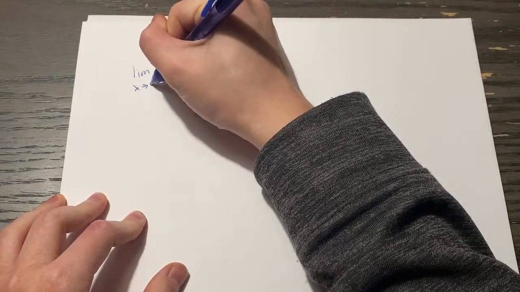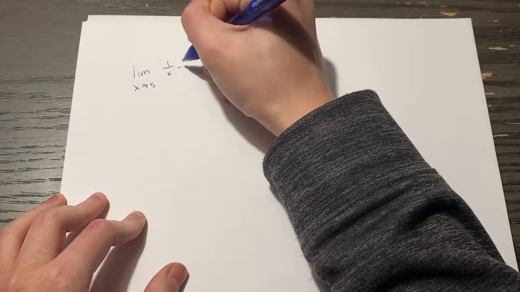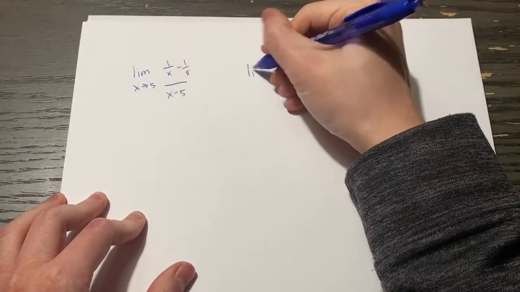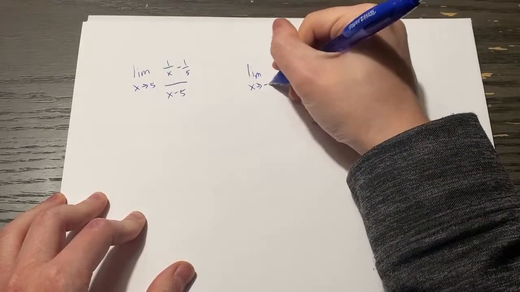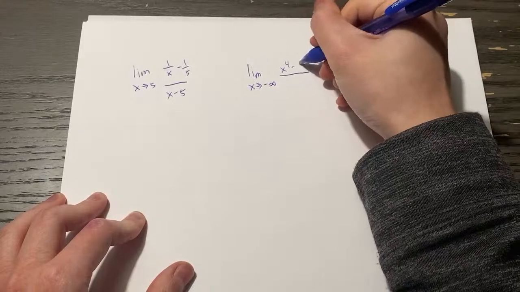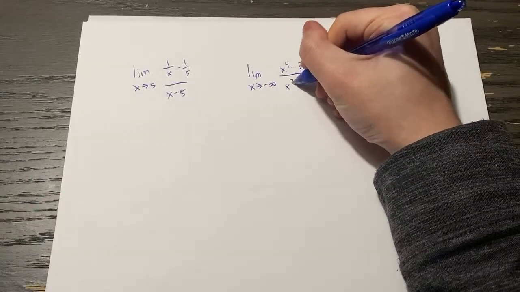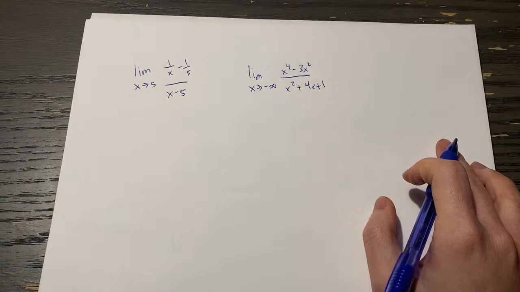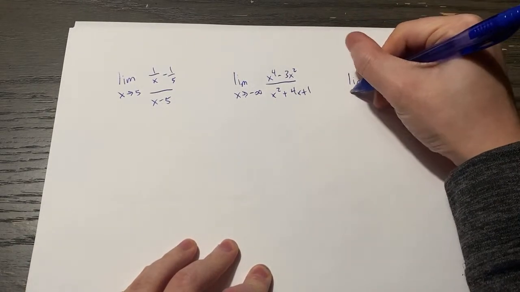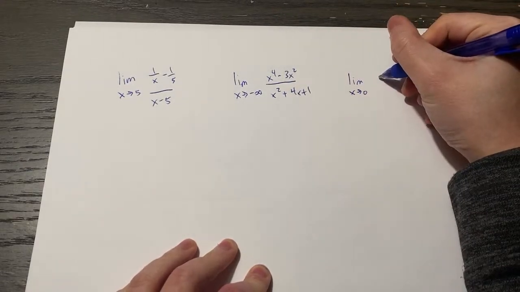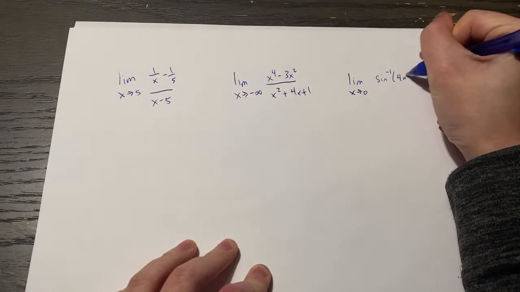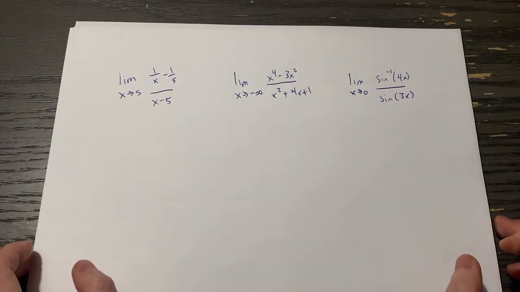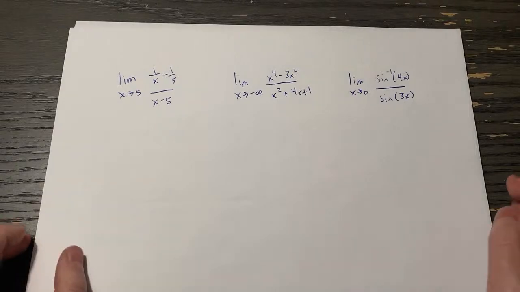So these are the limits I have in mind right now. 1 over x minus 1 over 5, over x minus 5. So we're going to do that one. Then we're going to do the limit as x goes to, let's say, negative infinity, of x to the 4th minus 3x squared over x squared plus 4x plus 1. And then what else do we want to do? Let's do some trig stuff because a lot of times students struggle with trig. So we'll do inverse sine of 4x over sine of 3x. As we do these first 3 questions, I'll be able to think about what we will do for the next few questions. Okay, so these are our first 3 questions.